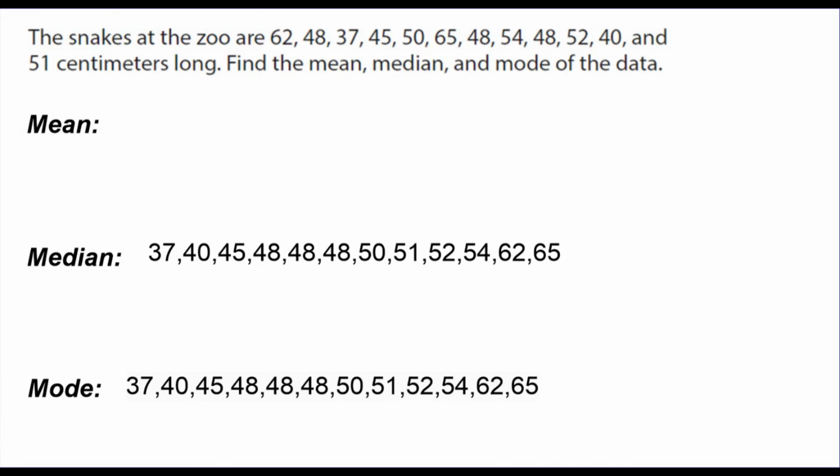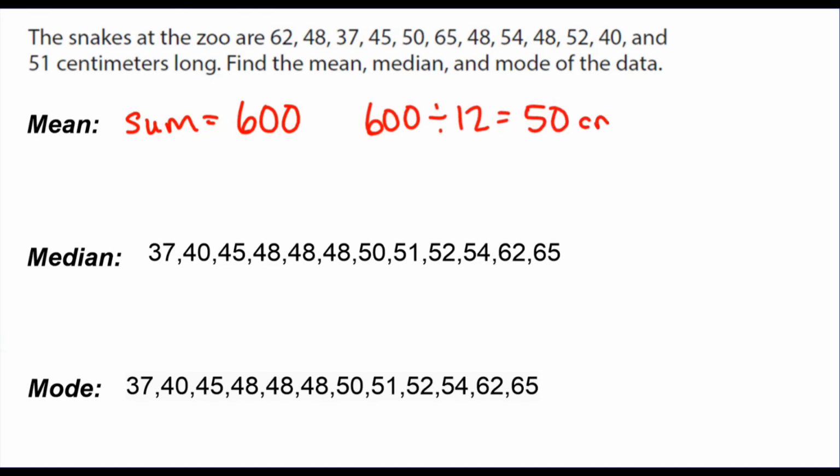So again, when I find the mean, I'm going to have to find the sum of all of the lengths of the snakes in the zoo. So you have to add all of those up, and I've done that already to save time. The sum of their lengths is 600 centimeters, and there are 12 snakes in this data set. So the mean, or the average, is going to be 600 divided by 12, which is 50 centimeters.